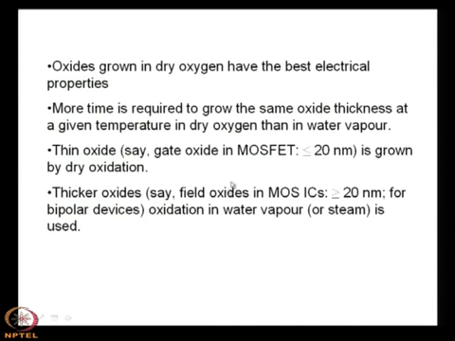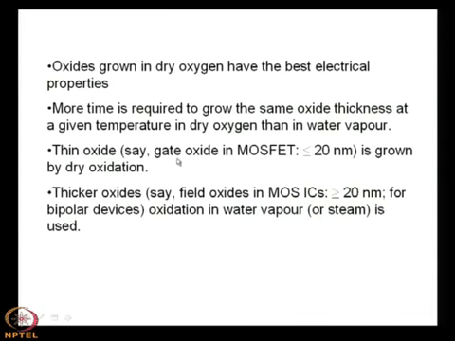So, the limiting factor, or the factor that must be chosen for growing the thin oxide or the thicker oxide, is the thickness of the oxide layer. If it is less than 20 nanometer, one should go for the thin oxide, or if it is greater than or equal to 20 nanometer, one should go for the thicker oxides, and thicker oxides are grown using water vapor.